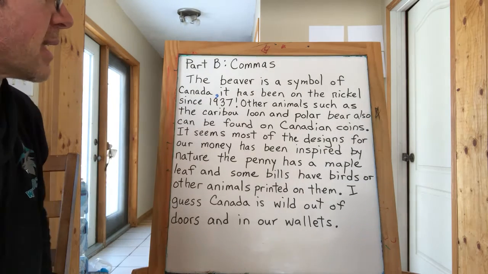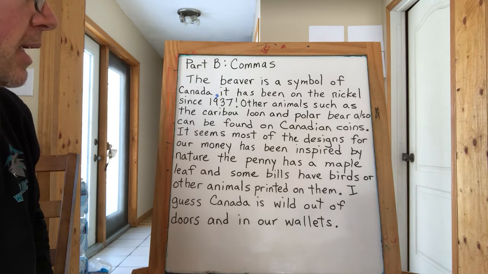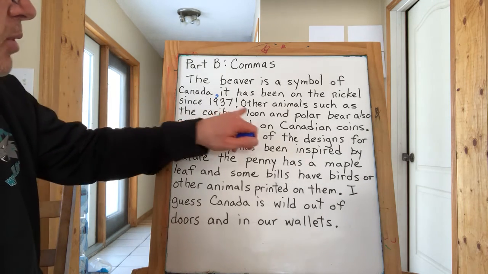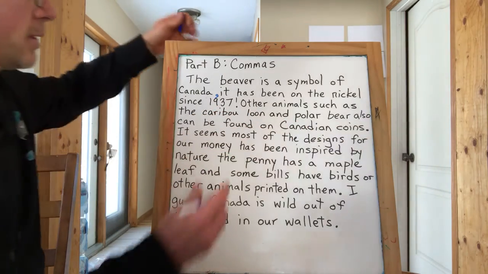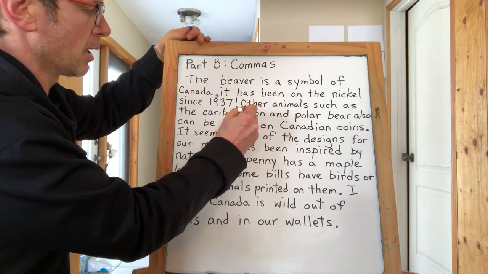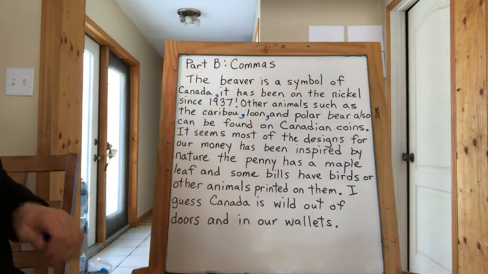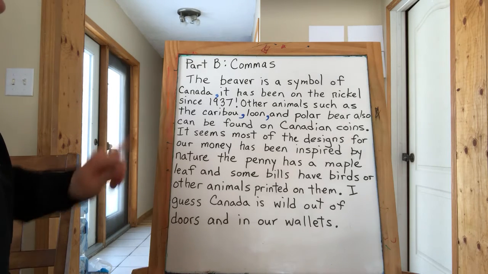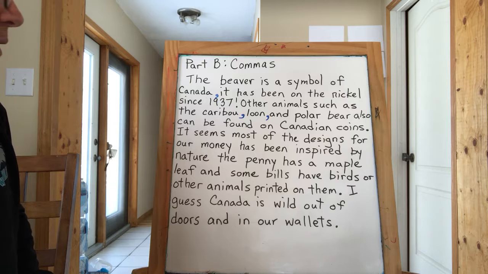In the second sentence, it says other animals such as the caribou, loon, and polar bear also can be found on Canadian coins. Well, that's a list of animals right there. Caribou, loon, and polar bear that can be found on Canadian coins. So we're gonna put a comma after caribou and another one after loon. Now it says other animals such as the caribou, loon, and polar bear also can be found on Canadian coins.